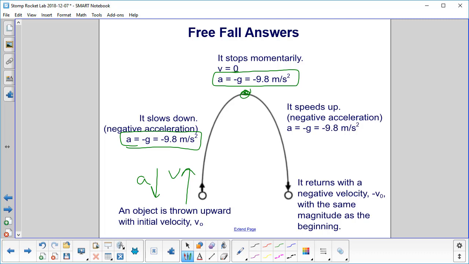Wherever you are in your trajectory, you have the negative g due to gravity. And why is your velocity 0? Well, on the left-hand side here, you're going up, so that's a positive velocity. On the right, you're going down. That's a negative velocity. So how do you get from plus to minus? You have to go through 0.